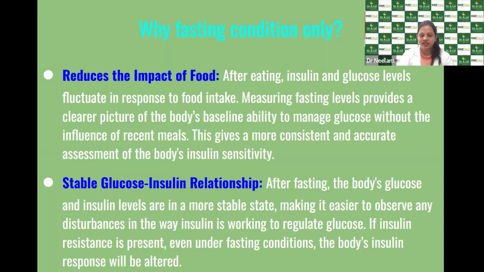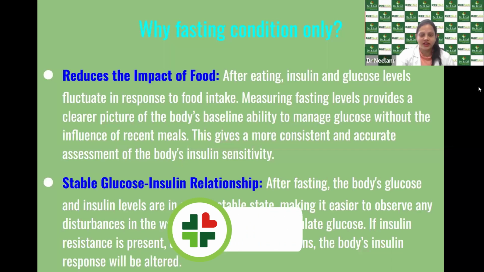And also after fasting, the body's glucose and insulin levels are in a more stable state, making it easier to observe disturbances in the way insulin is working to regulate glucose. If insulin resistance is present even under fasting conditions, the body's insulin response will alter. That's why we are using fasting insulin and fasting glucose level for the calculation of the HOMA-IR index.